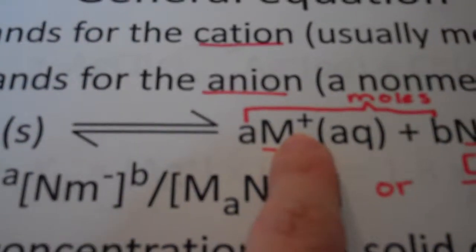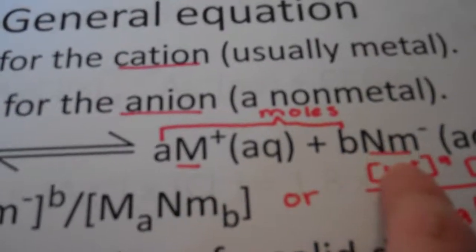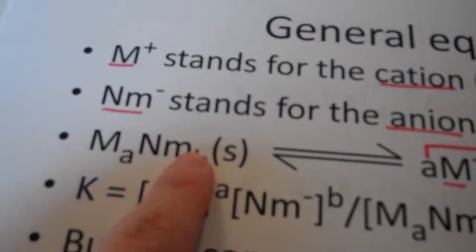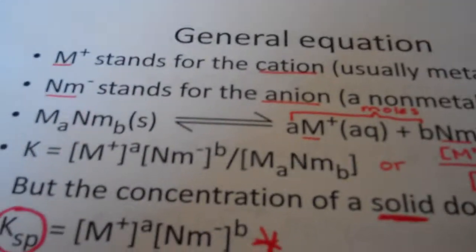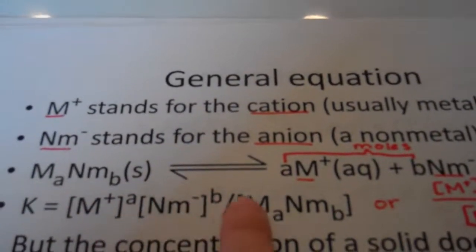And that will be M plus, so the metal cation, in aqueous solution now, plus B, the nonmetal, and it's an aqueous anion. So this is our general equation. This one's a solid, and these ones are aqueous. That's important. So if we're looking at equilibrium in general, we always put our products over our reactants.